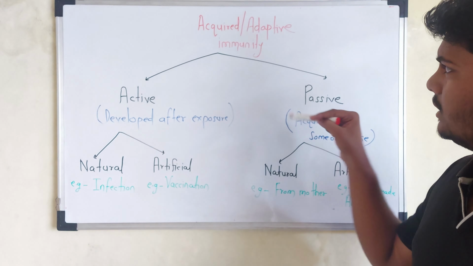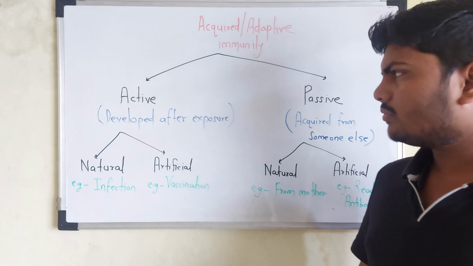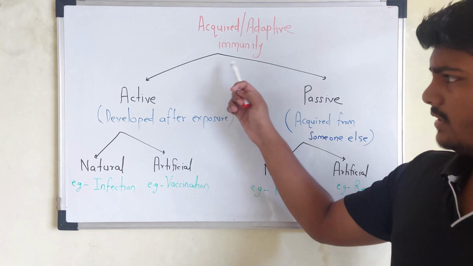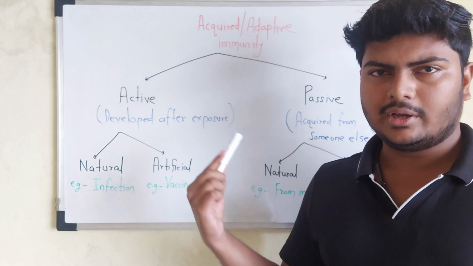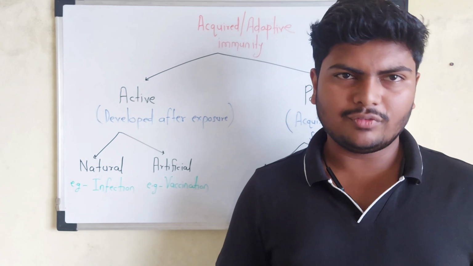So this is all about the types of acquired immunity, which is divided into active and passive, then natural and artificial in both cases. This is all about adaptive and acquired immunity. So that's it for today.